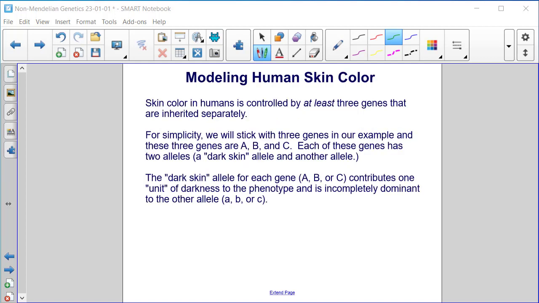Modeling human skin color. Skin color in humans is controlled by at least 3 genes that are inherited separately. For simplicity, we will stick with 3 genes in our example, and these 3 genes are A, B, and C. Each of these genes has 2 alleles, a dark skin allele and another allele. The dark skin allele for each gene, capital A, capital B, capital C, the dominant allele, contributes 1 unit of darkness to the phenotype and is incompletely dominant to the other recessive allele, lowercase a, b, or c.